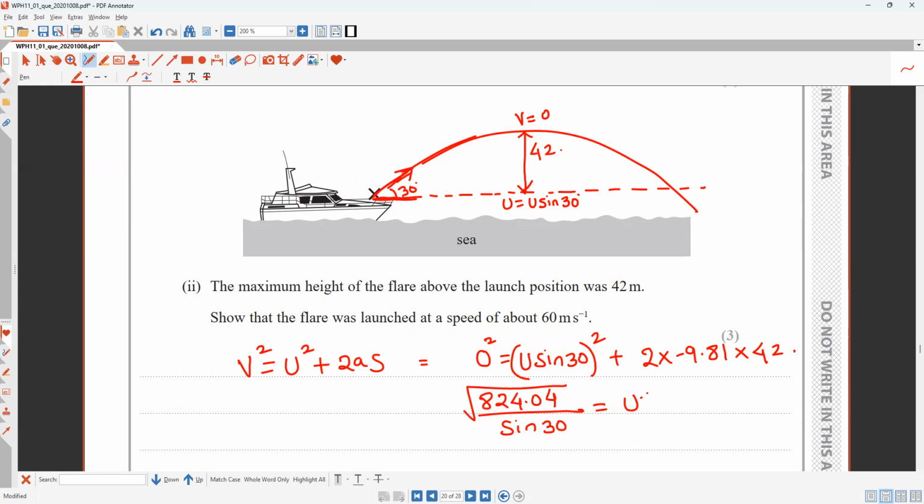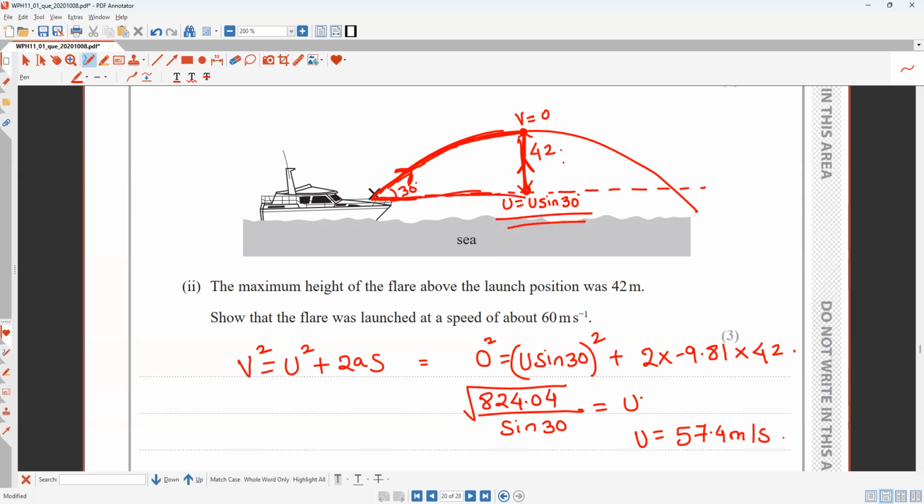Is that understood? Root of the answer divided by sin 30. So I'm getting 57.4 meters per second, which is close to this thing. But remember, why did I use this? Because the time taken to go from here to here is exactly the time taken to go from here to here. This part everybody knows, na? So that's why I use this method.